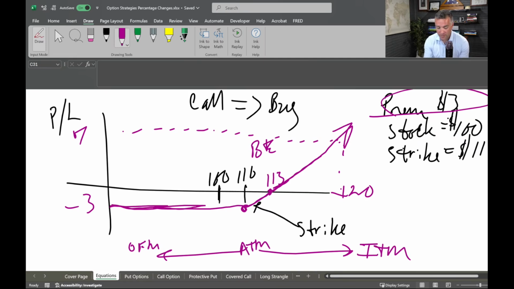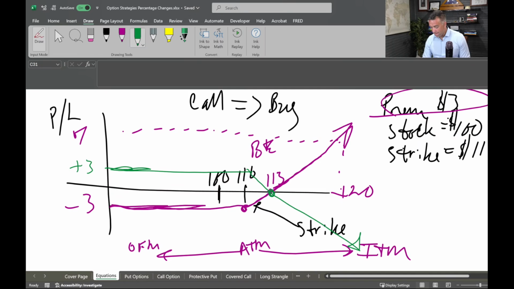So now if we look at the perspective of the seller, well, the seller, if it's out of the money, is going to be a +3. And again, it's going to mirror it. There's the strike price. It's going to mirror it. They're going to have the exact same break-even point, and then it's going to go down from there. So that's going to be the graph for a call option.